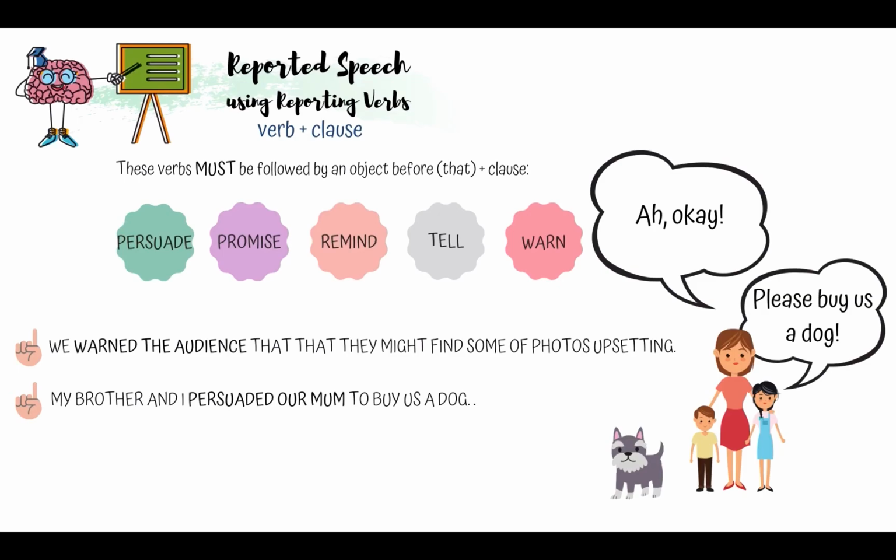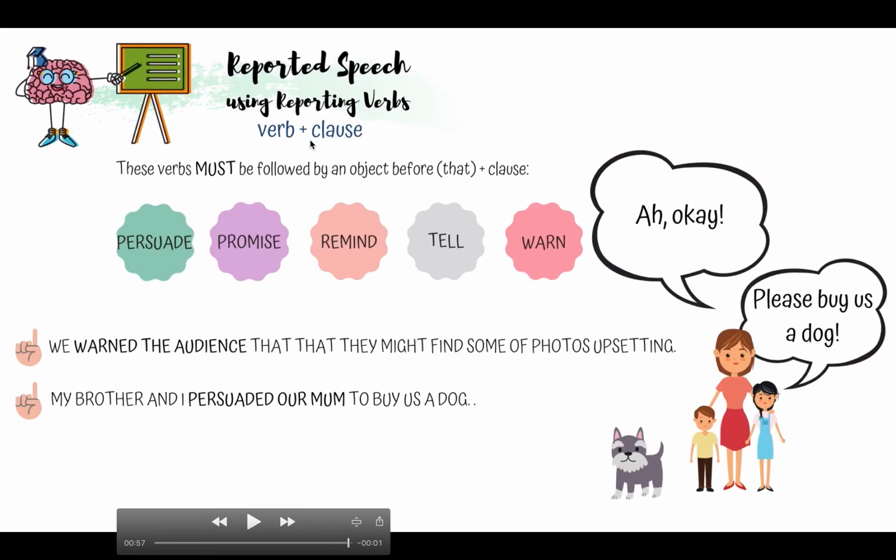So the last thing that I forgot to mention, I thought it was over, but it's fine, is that these verbs must be followed by an object before that. So this is your verb and a clause. So we warned the audience that shouldn't be there. So there's a mistake. So we warned the audience that they might find some of photos upsetting.